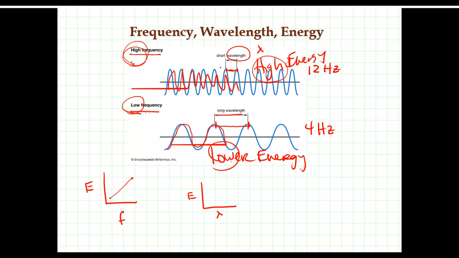The opposite happens if I look at energy and wavelength. If I have high energy, I have a small wavelength. So when energy is high up here, the wavelength is small, like here. And vice versa, if I have a longer wavelength, the energy is going to be low. And so this is an inverse relationship, and it's going to look a little bit like that. So energy and frequency: direct relationship; energy and wavelength: inverse relationship.